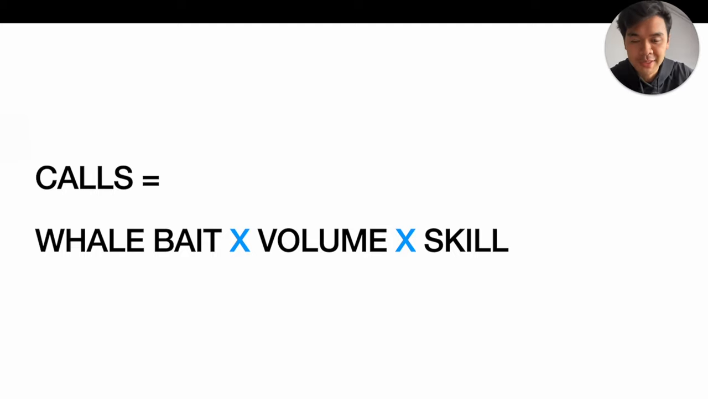Calls equals whale bait times volume times skill. If you don't have any whale bait, you're not gonna have anybody who's qualified to engage with, so volume is gonna suffer. Now, if you have the whale bait, you have the skill, but you don't have the volume, then you're not gonna send any DMs. You're not gonna book any calls. It's just not gonna work. If you have the whale bait, you have the volume, but you don't have the skill, well, you're not gonna book calls anyway. So you need all three aspects to be in play: whale bait, volume, and skill. And if you're not booking calls, then check your content out.